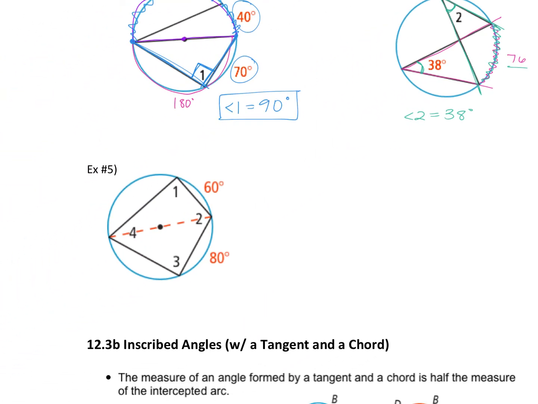Okay, number 5 combines 2 of our things here. There's a quadrilateral, but there's also a diameter. If there's a diameter, which 2 angles do you know right off the bat? 1 and 3. What are they? 90. Because it opens to a diameter, this is 90. This one opens to a diameter also, so that is 90. So angle 1 is 90. Angle 3 is 90.